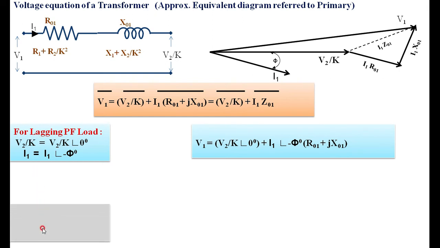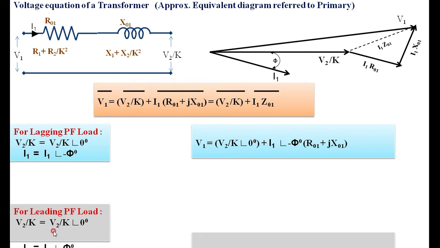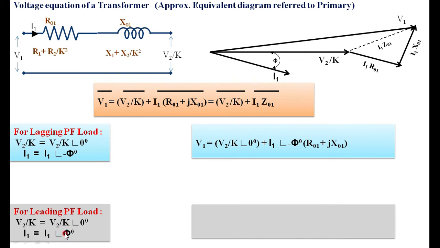Similarly, for leading power factor. Once again, what is the voltage? Voltage is a reference. Therefore, V2 by K is V2 by K at an angle of 0 degree. Now, the current I1 is here. In the case of lag, it is minus phi. Now, we have to make use of plus phi. That's all. I1 is equal to I1 at an angle of phi. Then, how to write this equation? That is the same thing. V2 by K at an angle of 0 is a reference. While writing I1, I write I1 at an angle of phi, because for leading power factor, the angle is plus. Therefore, plus I1 at angle phi into bracket R1 plus jX1.